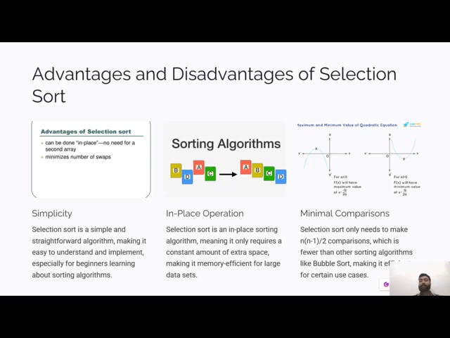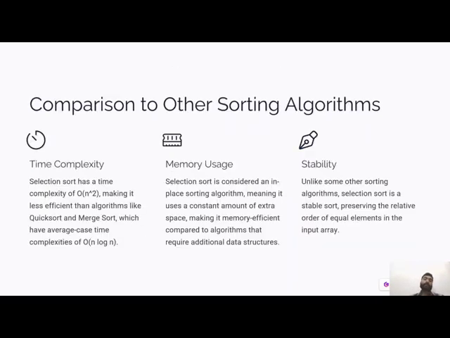Minimal comparison. Selection sort only needs to make n times n minus 1 divided by 2 comparisons, which is fewer than other sorting algorithms like bubble sort, making it efficient for certain use cases. Comparison to other sorting algorithms. We are comparing here with the other sorting algorithms.